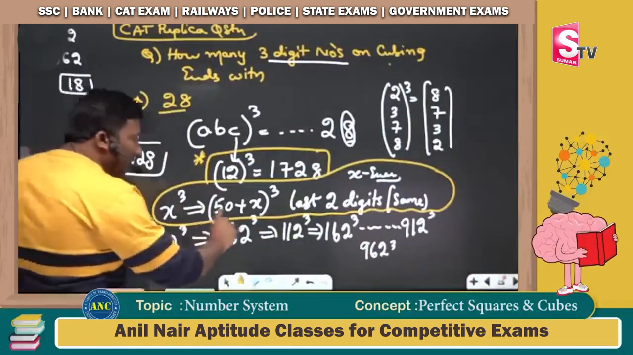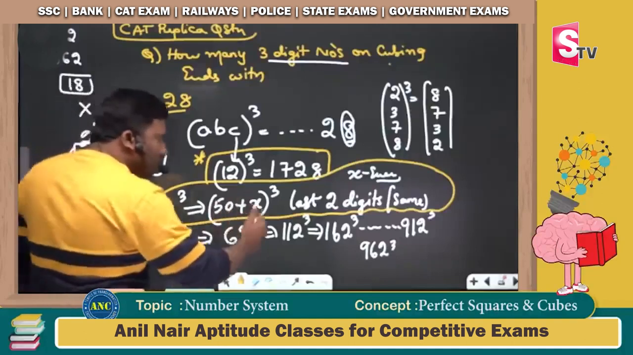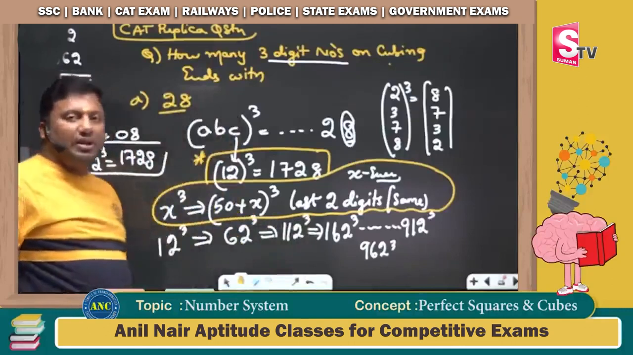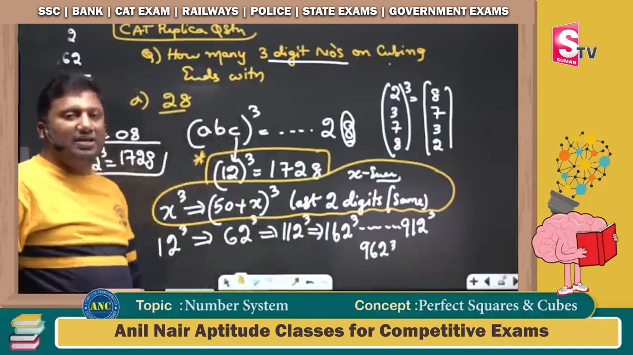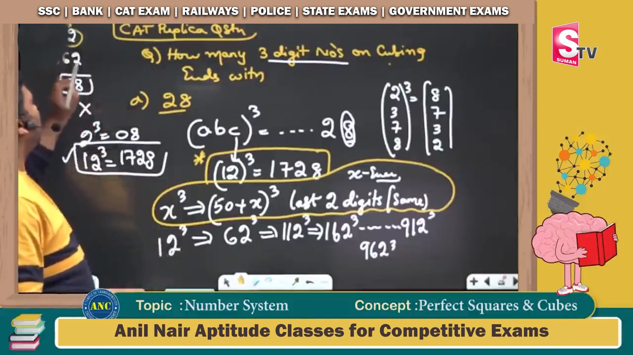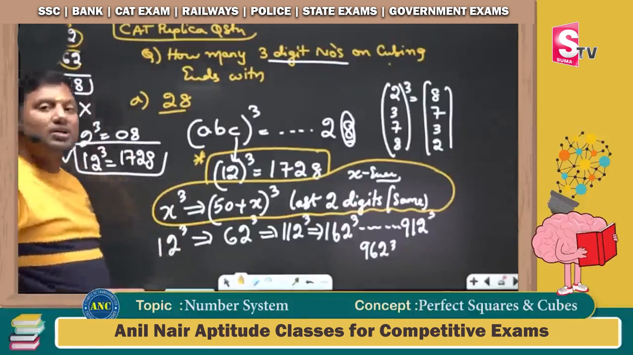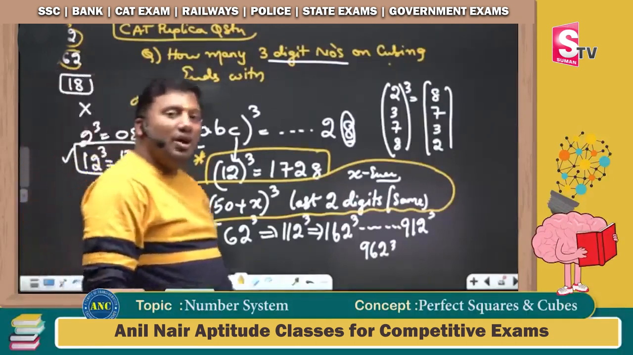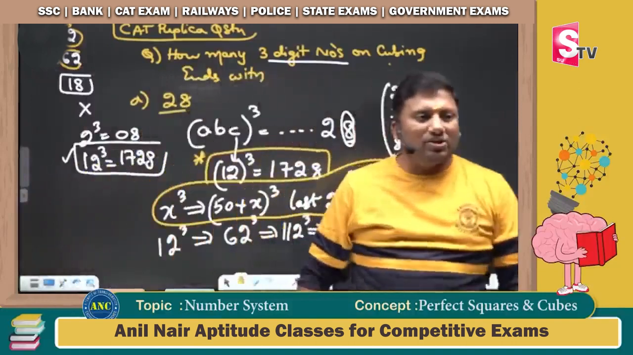X is 12. 50 plus 12 is 62. 62 plus 50 is 112. 112 plus 50 is 162. 162 plus 50 is 212, and so on. So I got the lowest 2-digit numbers 12, 62. Because it is a 3-digit number, the hundreds place can move from 1 to 9. 9 plus 9.